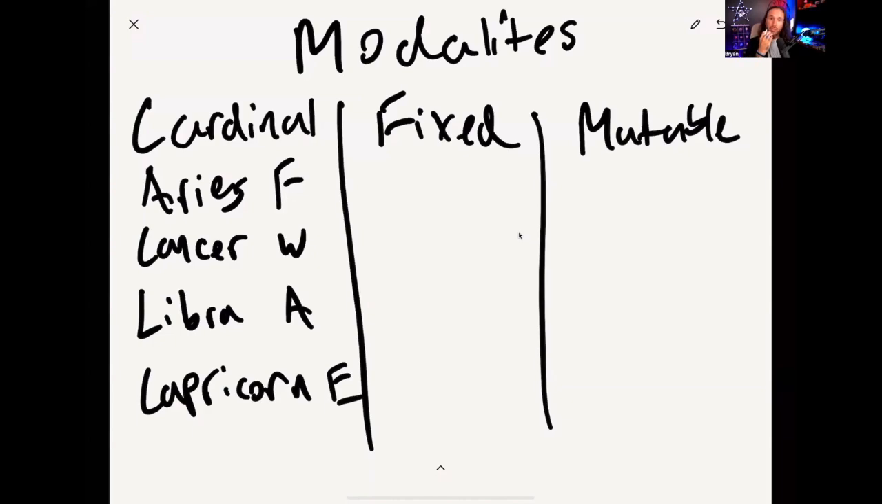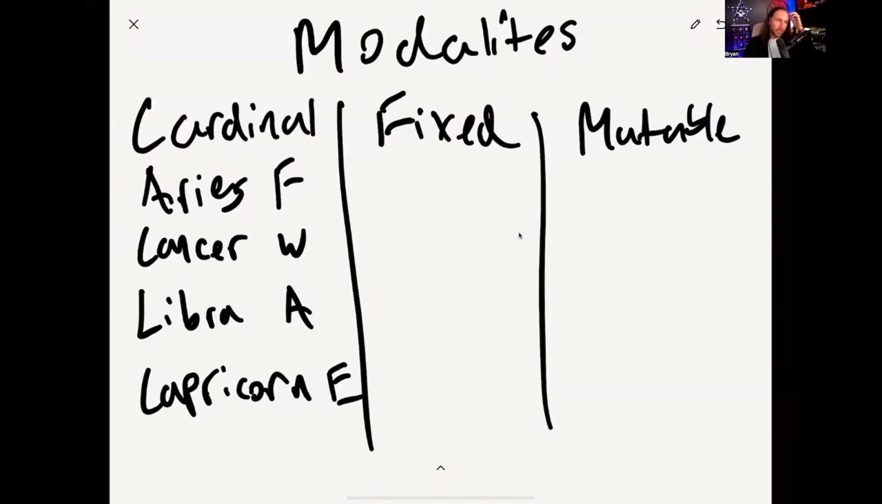Cardinal, like I mentioned with Aries, Mars, this is the start, the initiation. It changes the season. Come into Aries, it is spring. Come into Cancer, it is summer. Come into Libra, it is fall. Come into Capricorn, it is winter.